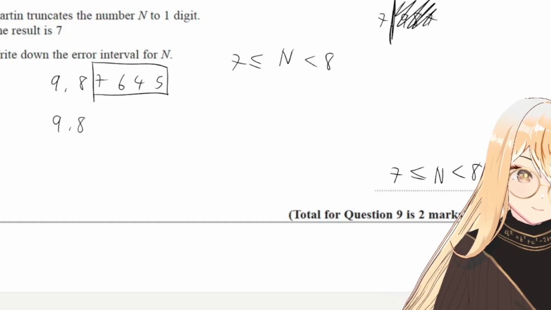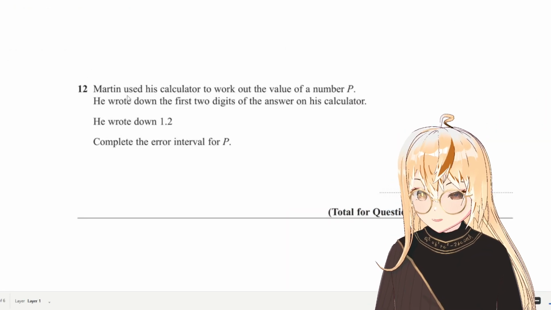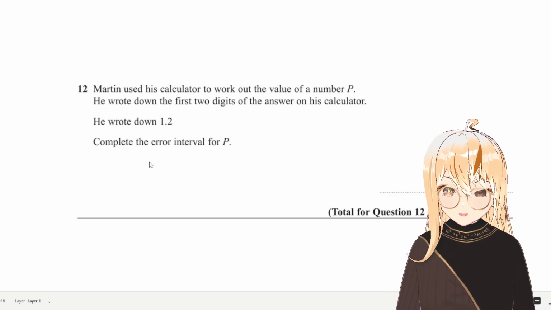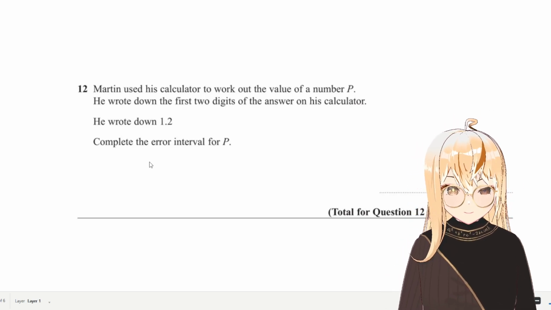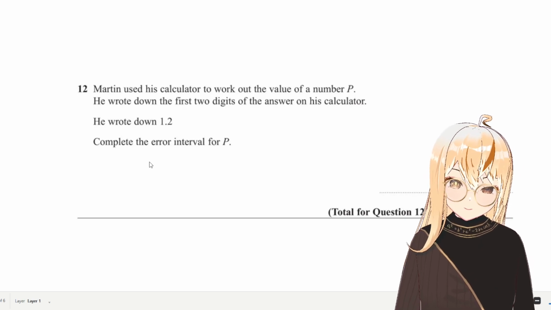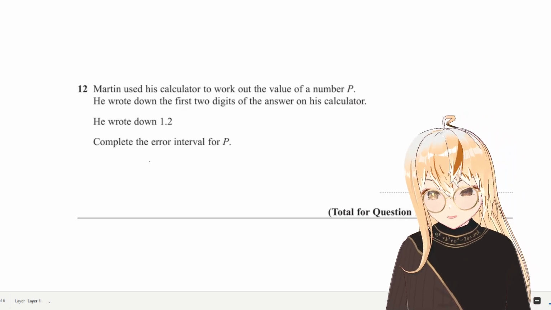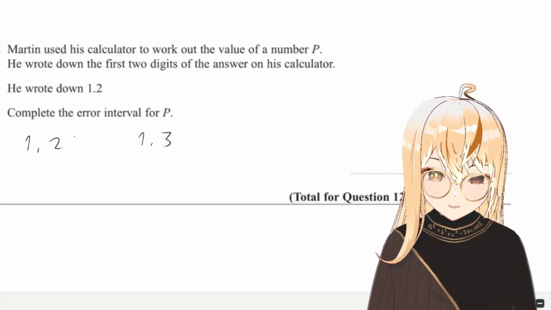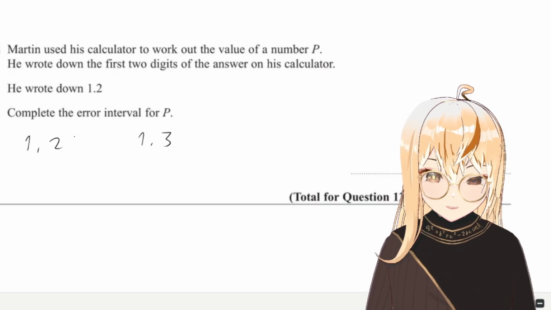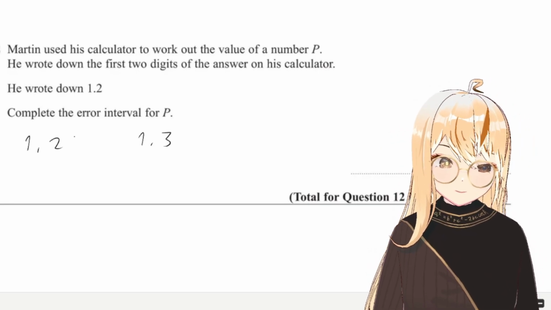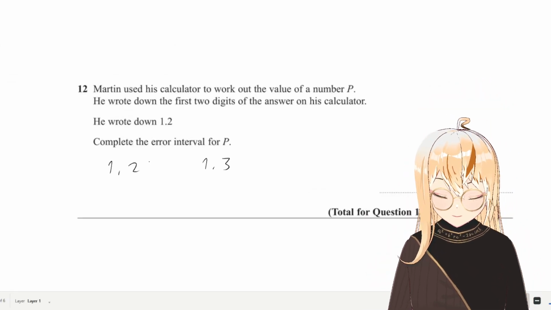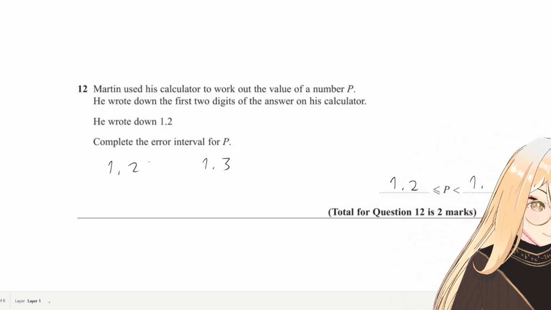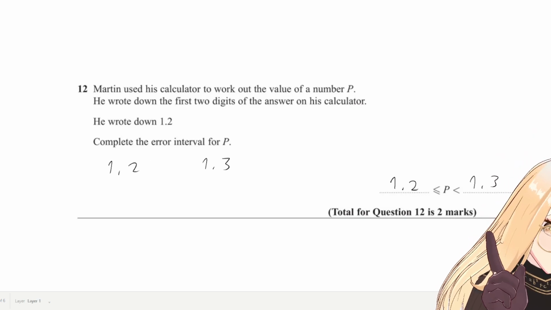Alright, our last question. Martin is actually returning to ask us his second question. He wrote down the first 2 digits of a number and he truncated it to 1.2. So we just have to do the error interval. On the left it should be 1.2, then on the right it should be 1.3. As usual, because anything less than 1.3 and greater than or equal to 1.2 is going to truncate to 1.2 to the first 2 digits. So we just put that on the question, and that's easy.